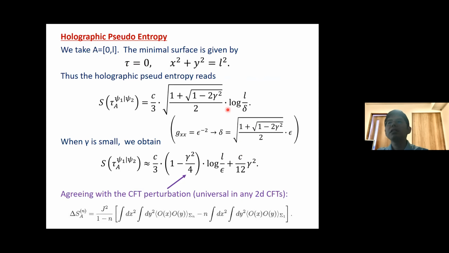But when gamma is nonzero, the initial state and final state are different, and we get a reduced value of the entanglement entropy. The effective central charge seems to be changed. We can also derive this result from CFT perturbation theory, which is consistent with this holographic prediction. Okay, so this is the simplest example of a holographic calculation.